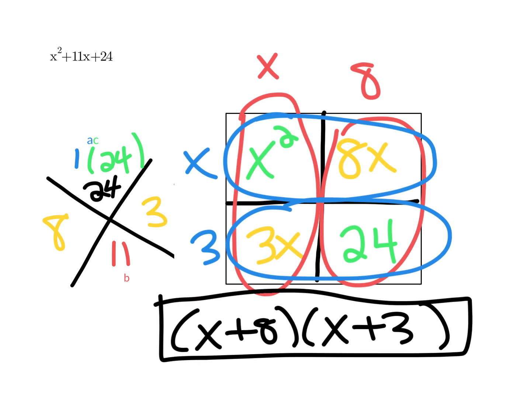So whether I factor by grouping or I use the area model, I get the same result. So the choice is yours as to which method will work best for you.